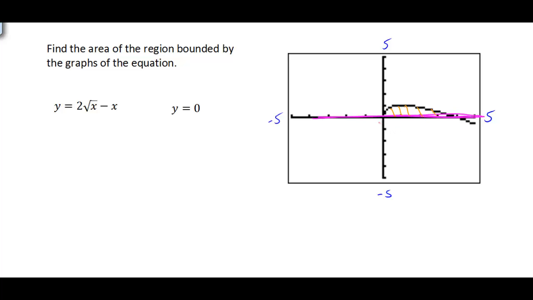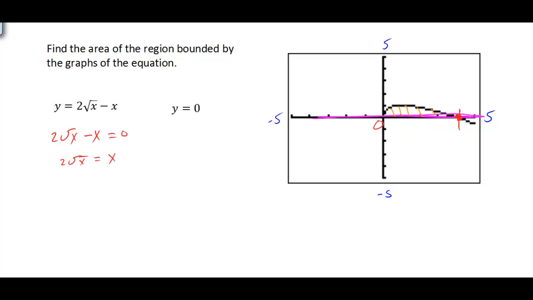It looks like we're going to start here at the origin, at 0. The question is, where does this intersect, or where does this stop? That's what we need to identify. We can find this point by taking the equation of this graph, and we know the y value is 0. So if we take 2 square root of x minus x and set that equal to 0, we have 2 square root of x equals positive x.